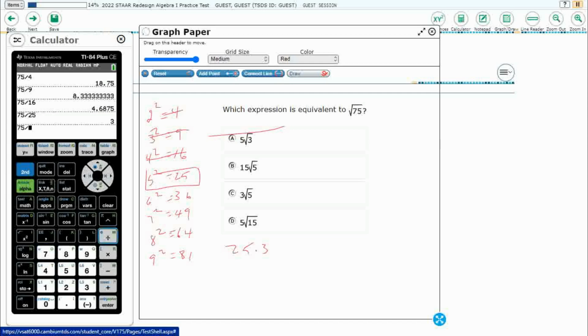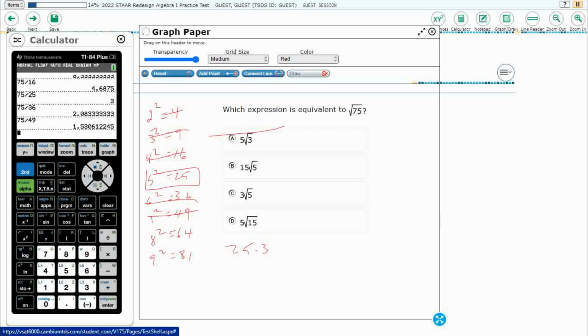Just to double check to make sure there's not a larger one. 36 isn't going to work. 49 is not going to work. And now 64 and 81. You can't even double those. 81 is obviously bigger than that. Okay, so 25 is our number. So that's going to be helpful. So this is what we're going to think of it now.